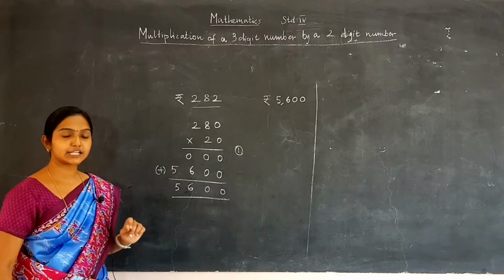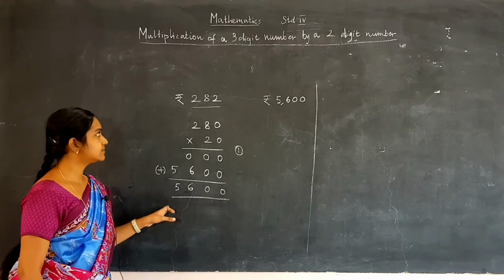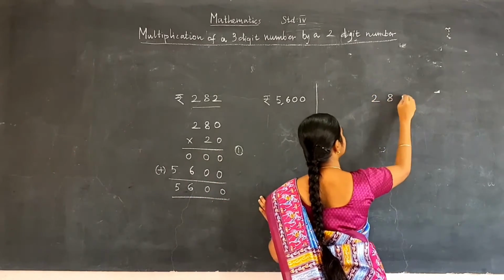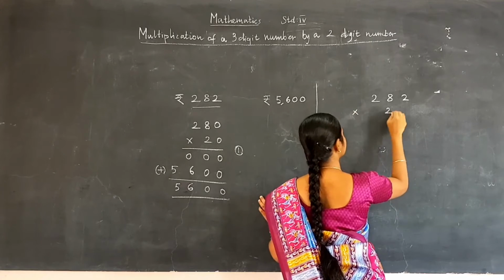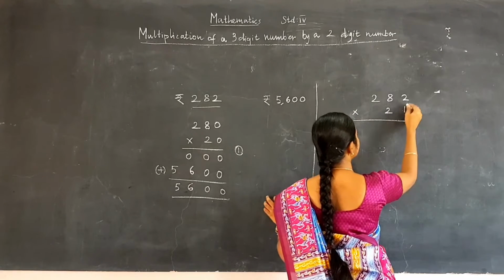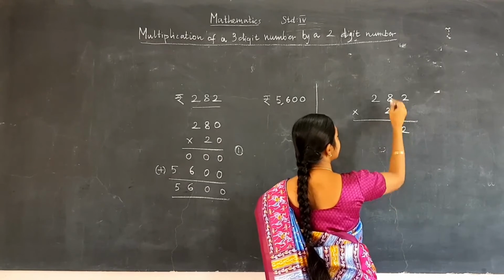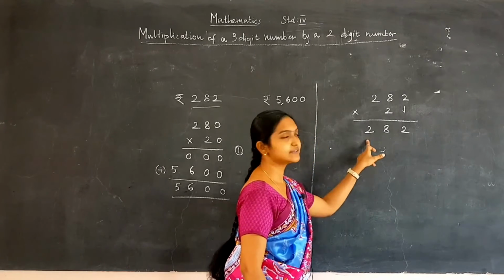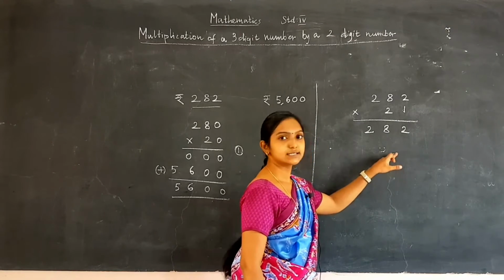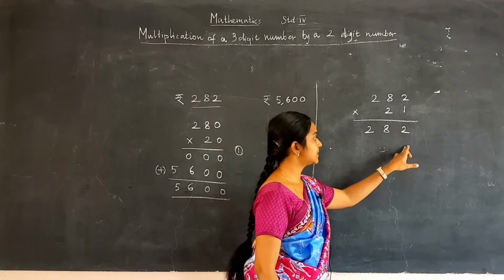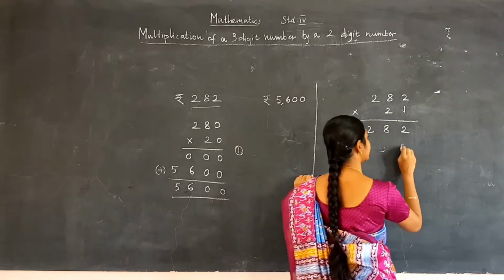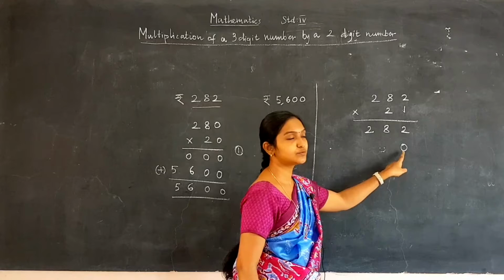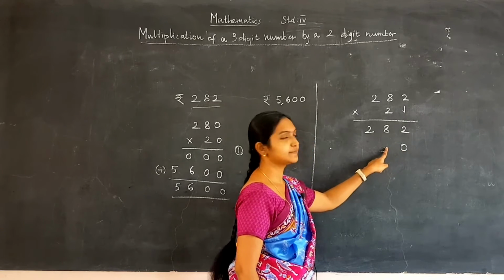Then what will be the actual amount that Khairi earns? We have to multiply 282 and 21. 1 into 2 will be 2, 1 into 8 will be 8, 1 into 2 will be 2. We have completed the first line. We have to write the second line now. In the second line, the first place we have to put 0 and then start writing from the second place.